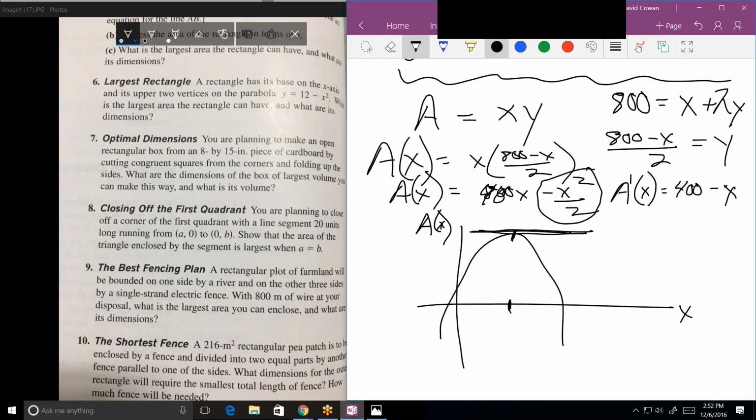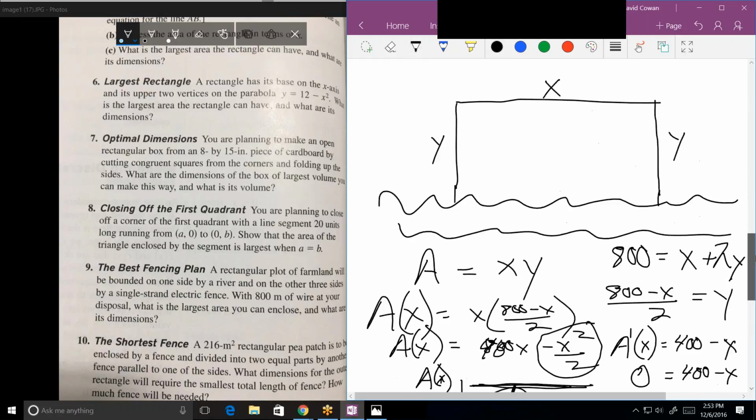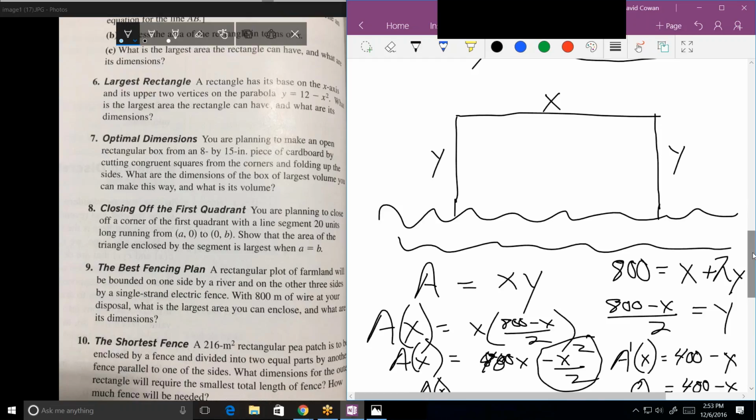Now, we know the point we're looking for is where A prime of x equals 0. Well, that tells me exactly where it is. It's when x equals 400. That means if I go up to my picture, this is 400.